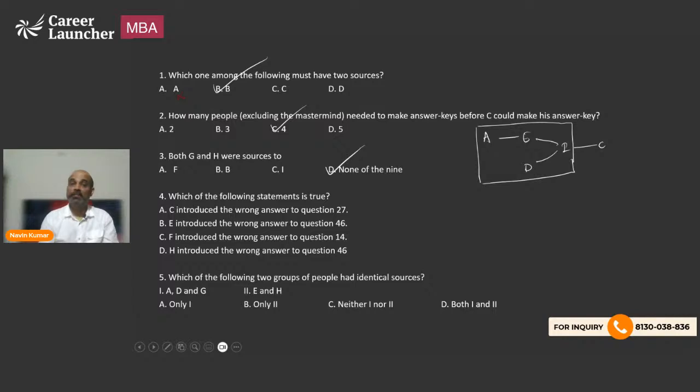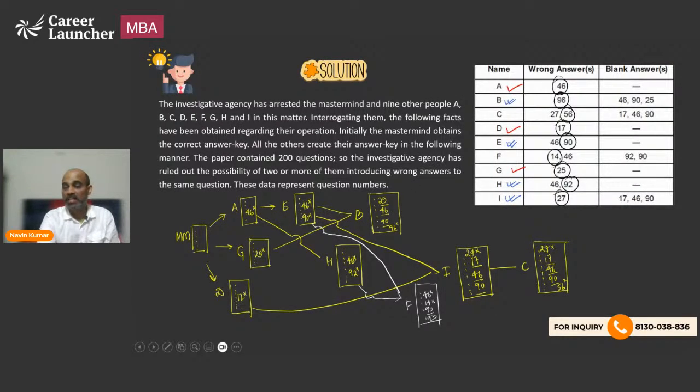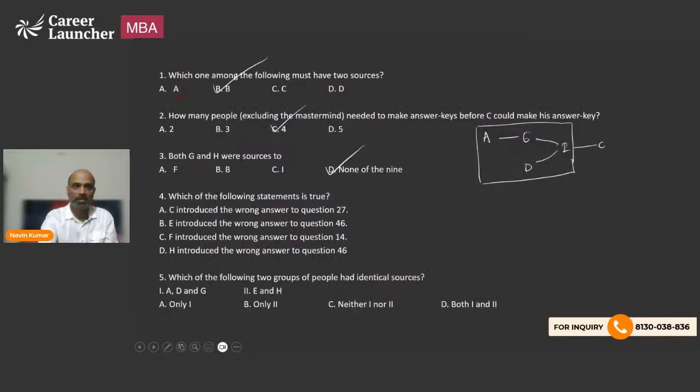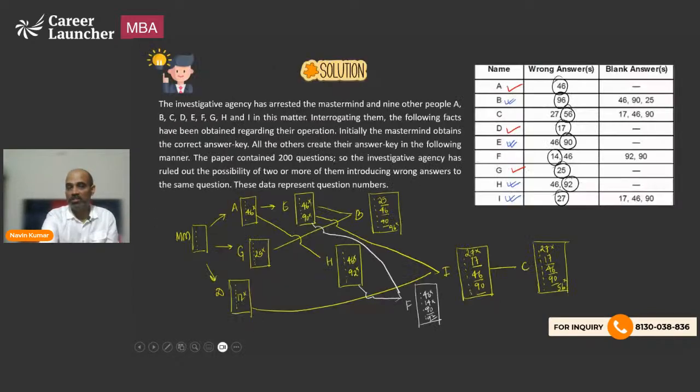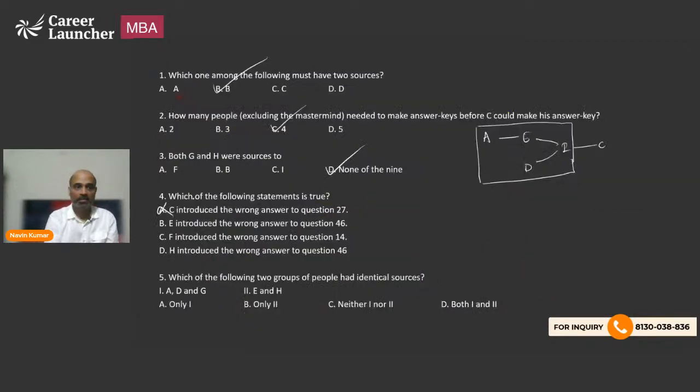Next, which of the following statements is true? C introduced the wrong answer to question number 27. We can see from the table, I have circled it. C introduced his own wrong question, which is question number 56. So this is wrong. E introduced wrong answer to question 46. Wrong. E introduced 90. F introduced 14. Yes, this is correct.